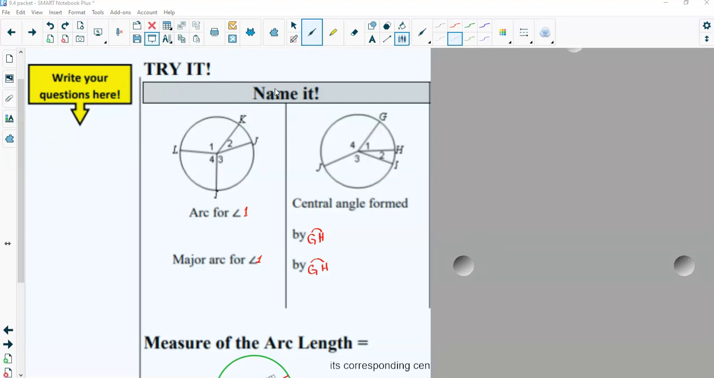Okay, here, you try these ones. Name it. And they want to name the arc for angle 1. Make sure you pause the video, try to work it, and then come back to the video and see. Arc for angle 1 would be what? I'm looking at angle 1 right here, so the arc would be LK or KL, doesn't matter, right? So I'm gonna say arc LK.